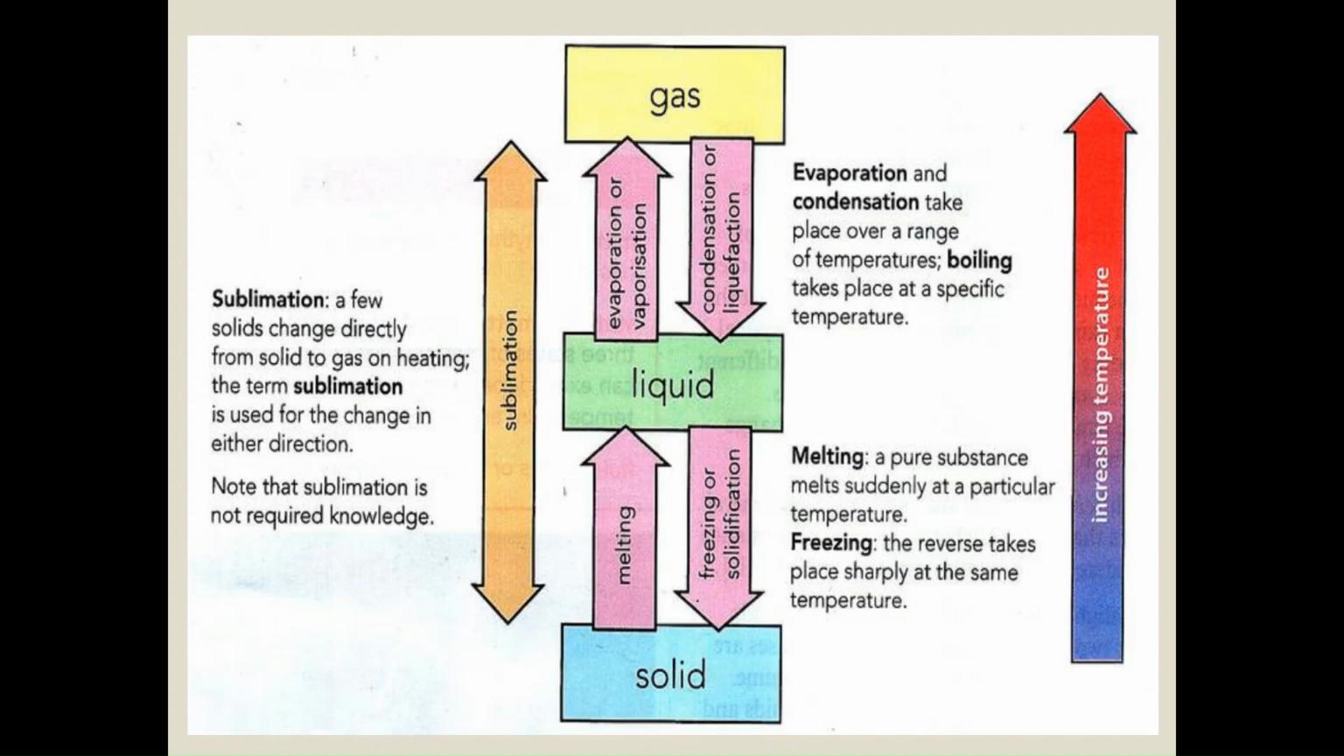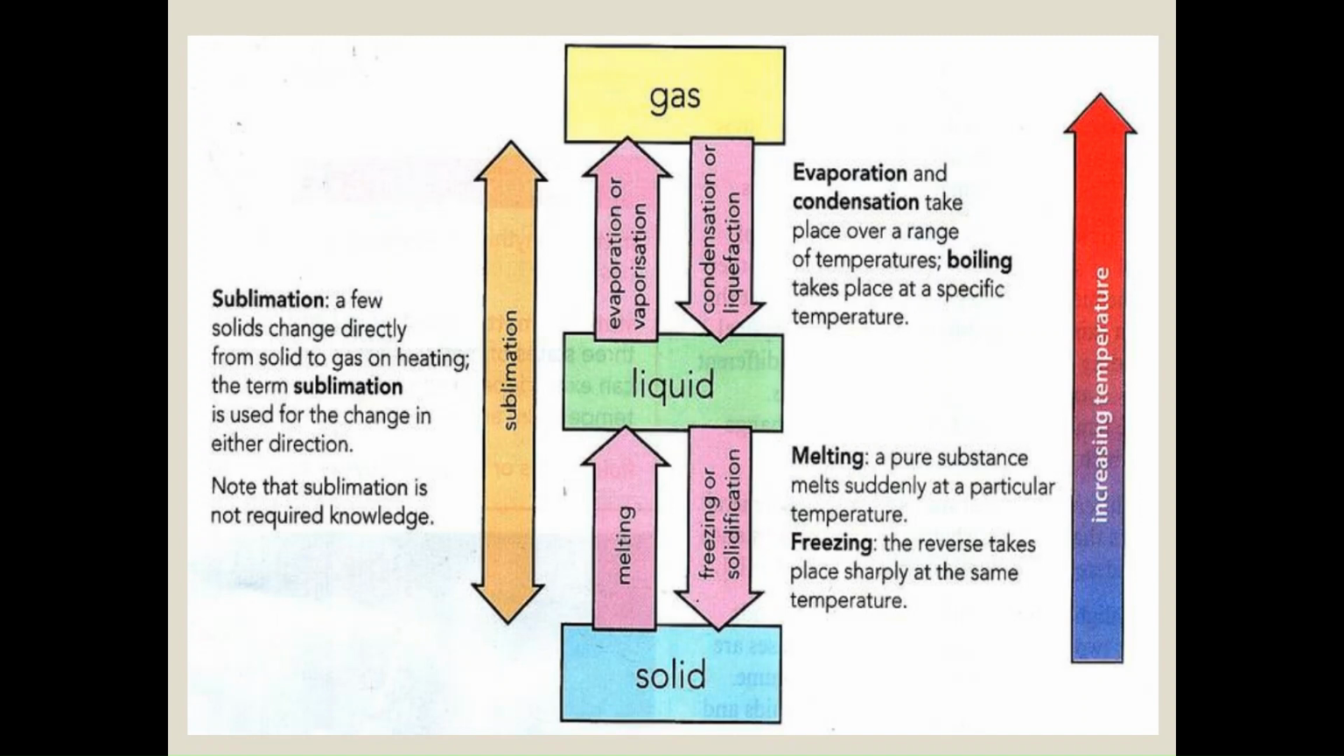How can we affect the behavior of the particles? By changing the temperature, for example. If we increase the temperature, the particles will gain more energy and move faster. As they move faster, they will gain more intermolecular spaces, more spaces between them, and they will transfer from a state to a state.